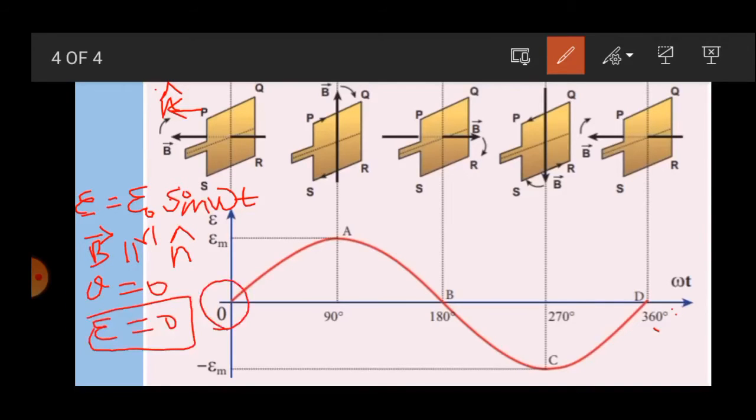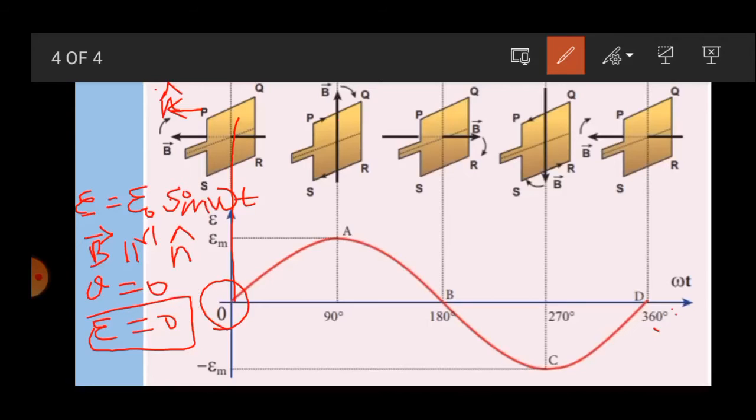So when the magnetic field is perpendicular to the rectangular loop, both are perpendicular. What are the magnetic field and the rectangular loop? Okay. Then now the field magnet rotates through an angle of 90 degrees.